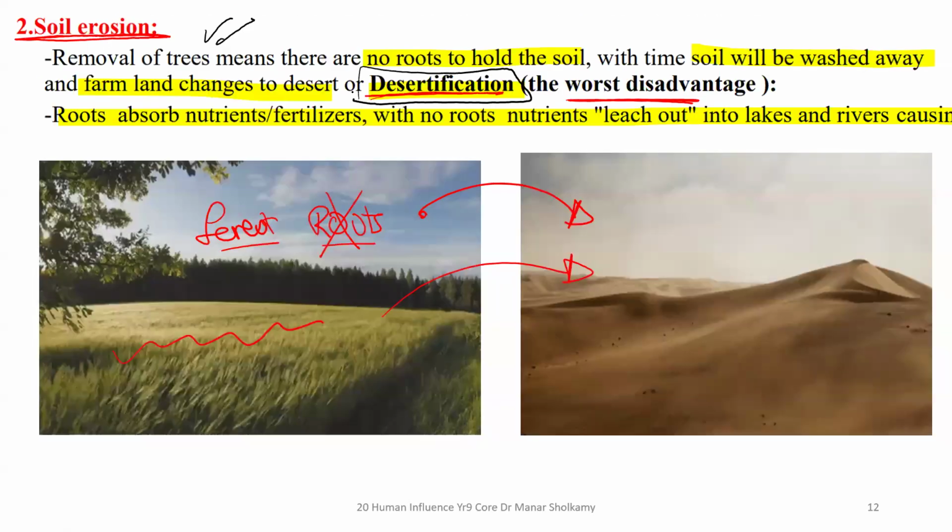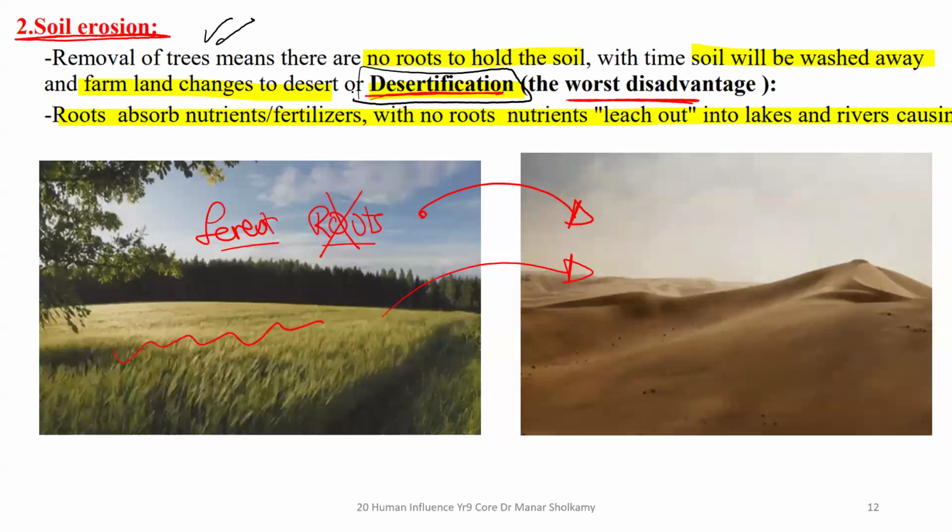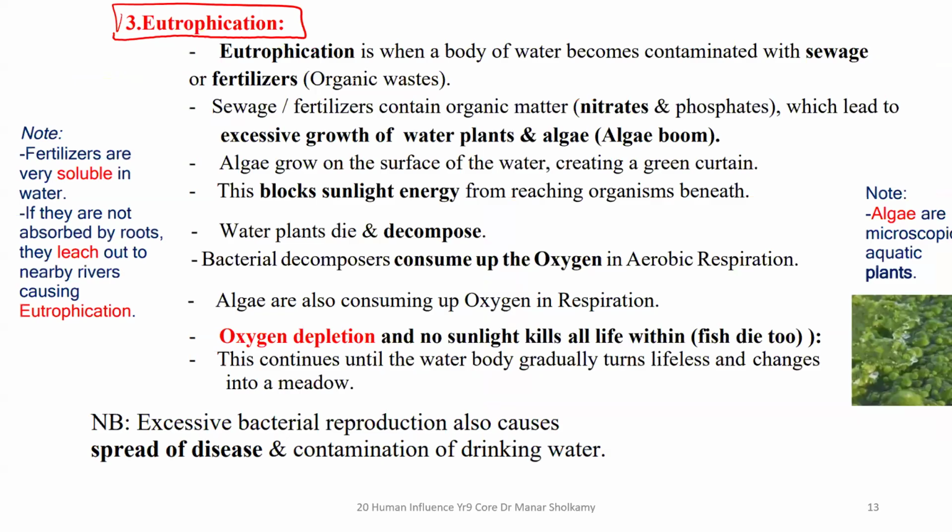Not only that, when I cause soil erosion, I'm going to create a desert, and the nitrates in the soil are going to be washed out and go to the river. And this is going to cause what? Eutrophication. So eutrophication, I think you understand what it is by now. Eutrophication is caused by deforestation because the nitrates in the soil will not be absorbed by the roots and will go to the river. Or it is caused by excessive use of fertilizers, or it is caused by the throwing of sewage into the water. I hope you understand what eutrophication is.